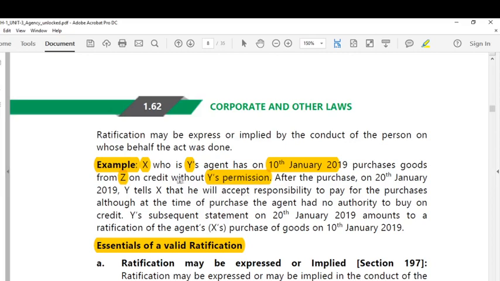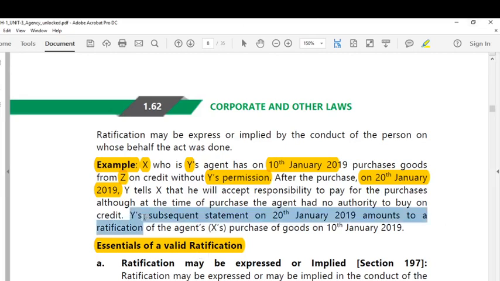So without Y's permission, the agent has purchased some goods from a third party, Z. After the purchase, on 20th January 2019, which means after 10 days of the transaction, the original transaction happened on 10th January, and it was told to the principal on 20th January. Y tells X that he will accept responsibility to pay for the purchases, although at the time of purchase the agent had no authority to buy on credit.